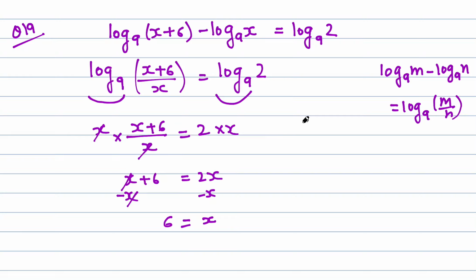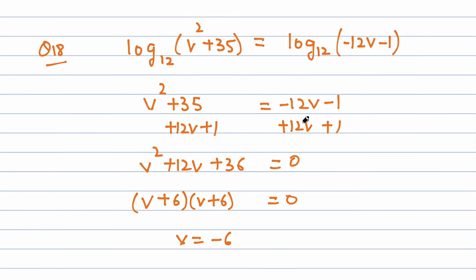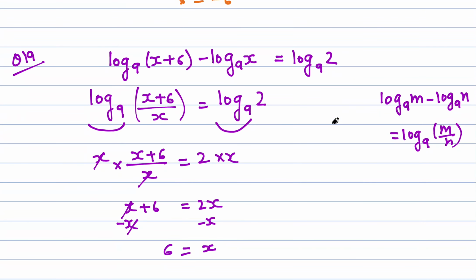See, there can be many situations. For example, in question number 18, log of 12, some value is equal to log of 12, another value, and this is possible only if two values are equal. So if we equate it here directly. But in this question, we have log of m minus log of n. So you have to apply the property first.